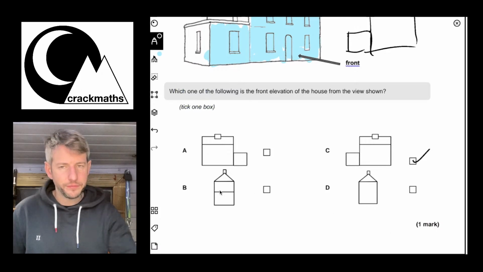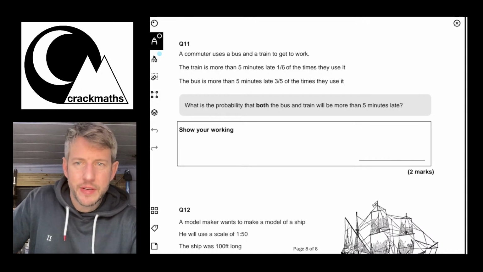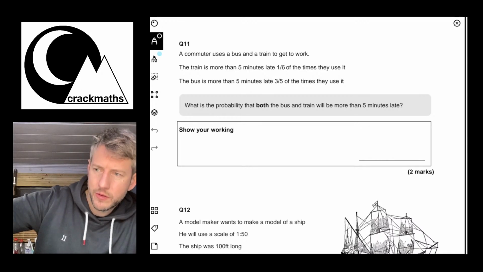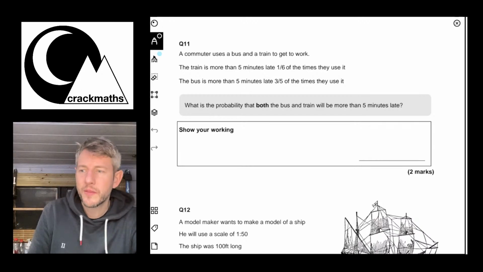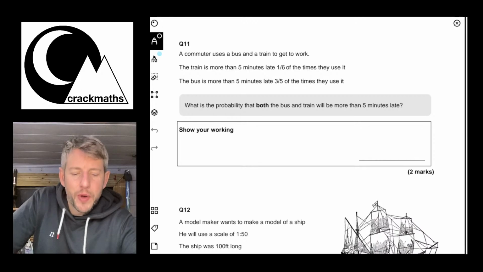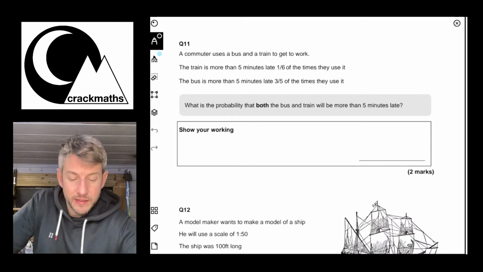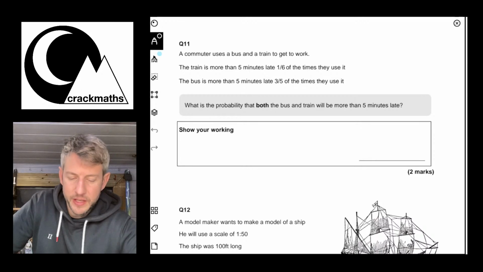So here we go. Question 11. So question 11 is here. They're getting a bit longer now, these questions. But let's have a look at how this is all going. Question 11 says, a commuter uses a bus and a train to get to work. The train is more than 5 minutes late 1/6 of the time they use it. The bus is more than 5 minutes late 3/5 of the time they use it. What is the probability that both the bus and the train will be more than 5 minutes late?